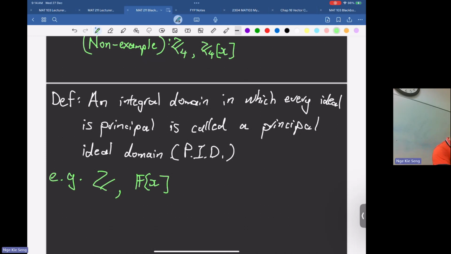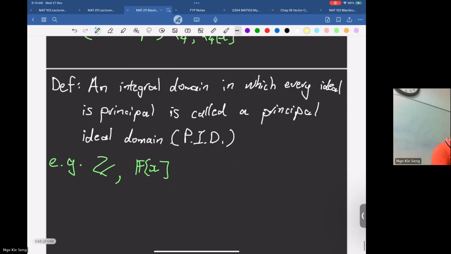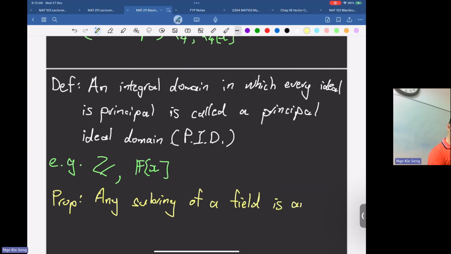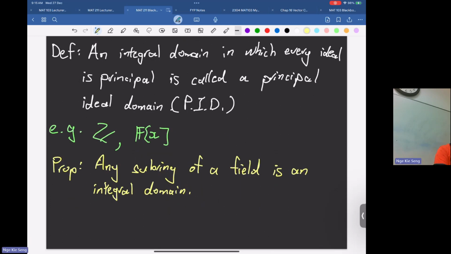Next proposition: any subring of a field is an integral domain. Every subring of a field is an integral domain. Is this easy to see or not? In other words, all fields are integral domains.